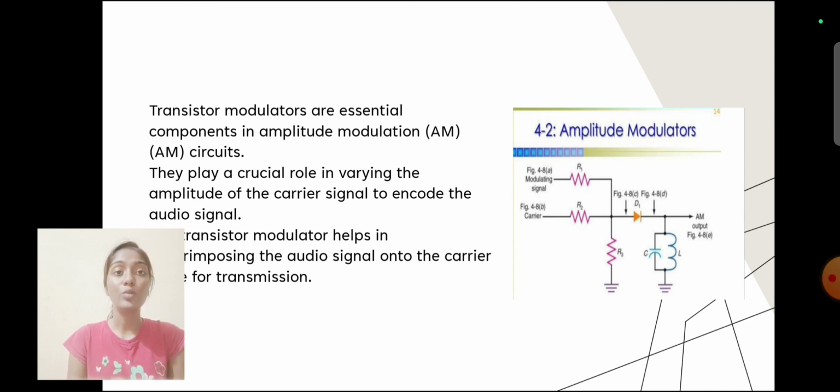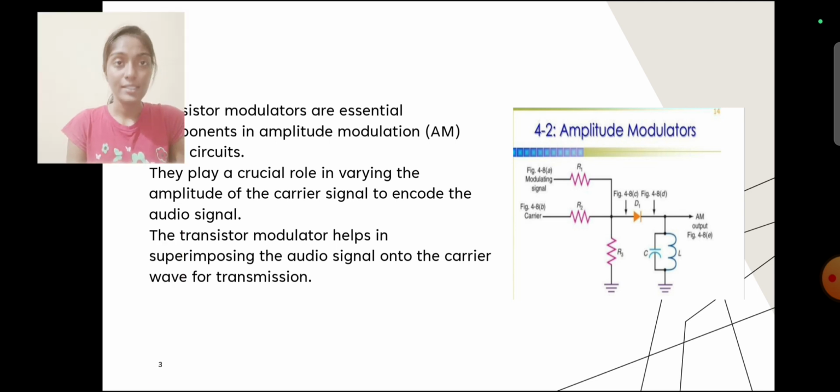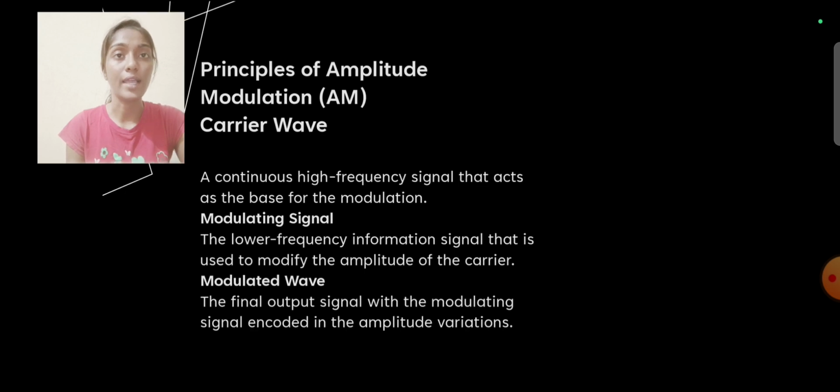They play a crucial role in varying the amplitude of a carrier signal to encode the audio signal. The transistor modulator helps in superimposing the audio signal onto the carrier wave for transmission. Let's move forward to the next slide.